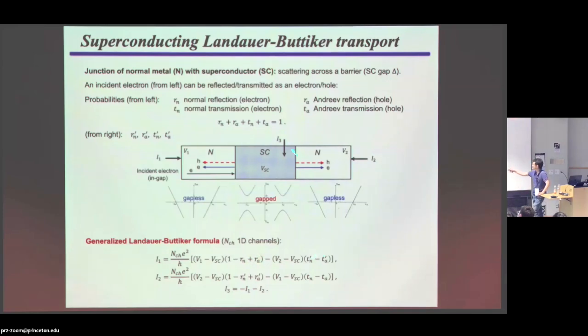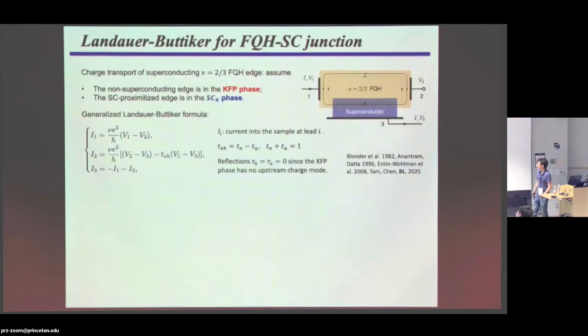And similarly, the other side, which has voltage V2, has some probability of transmitting electrons to the left side with this probability. So basically it's the difference between these two that determines the current at I1. And similarly for I2, and then by conservation of charge, the current is conserved. So that's the generalized Landauer-Büttiker formula.